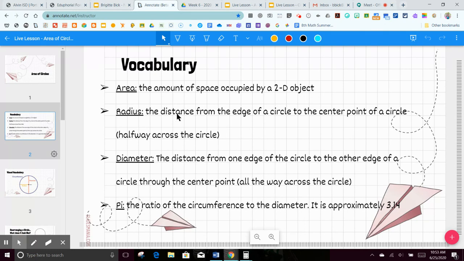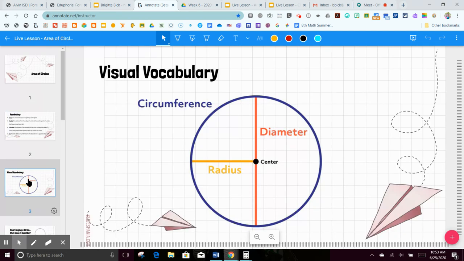A radius is, you'll notice some really familiar terms from the last lesson, the distance from the edge of a circle to the center point of a circle. Diameter is the distance from one edge of the circle to the other edge of the circle, so all the way across. And then pi, the ratio of the circumference to the diameter. It's approximately 3.14. We are going to continue to use 3.14.